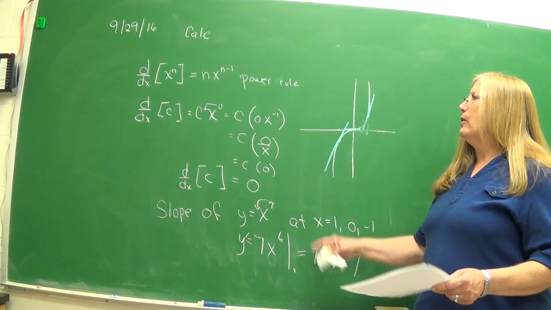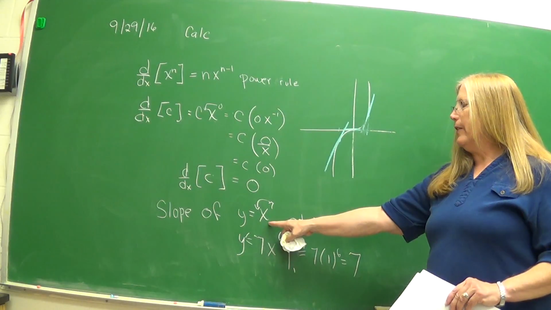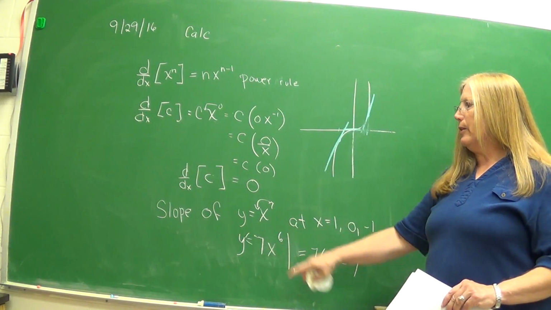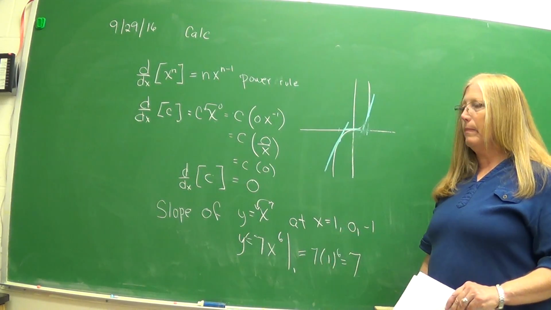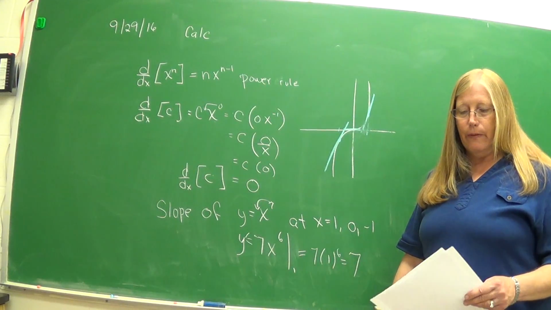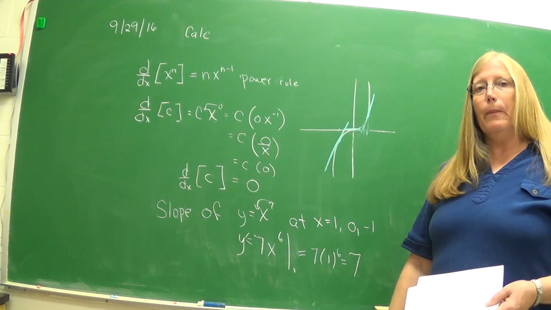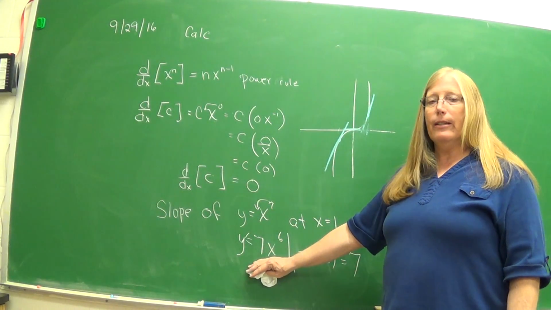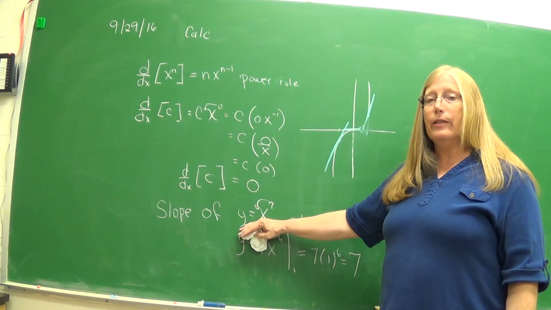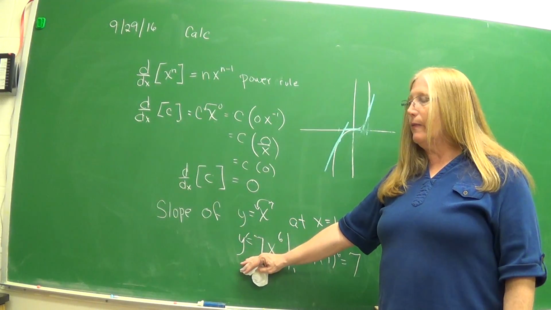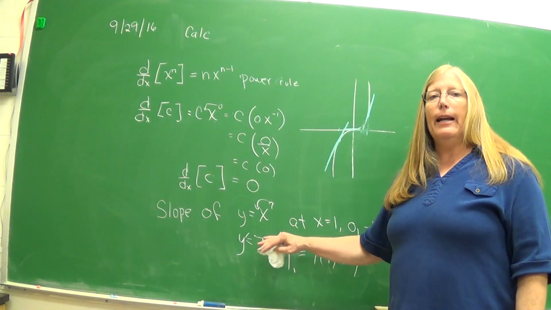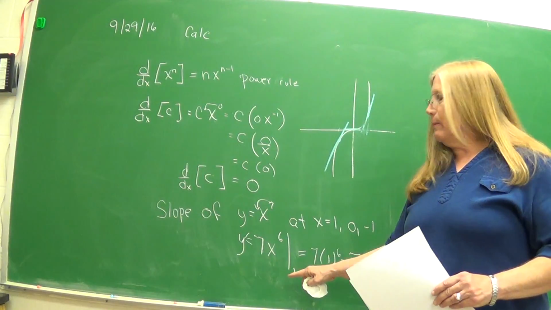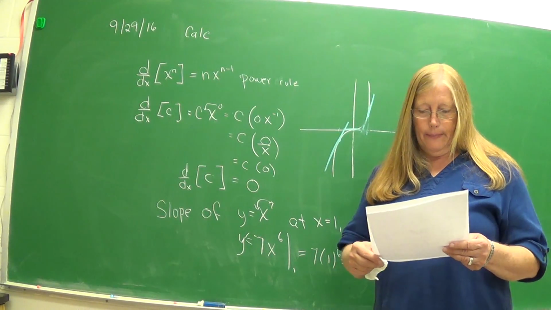So if I asked you to find the slope of a function at a given point, always start with the derivative and plug in the value for x to find the specific slope at that point. So do you see, a derivative is a function? You have to start with a function. The derivative is another function that tells you the slope at every point. All you have to do is plug in the value of interest.